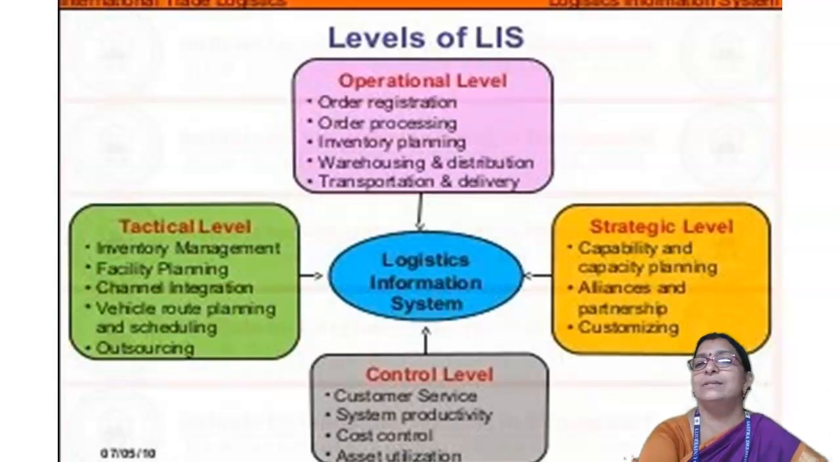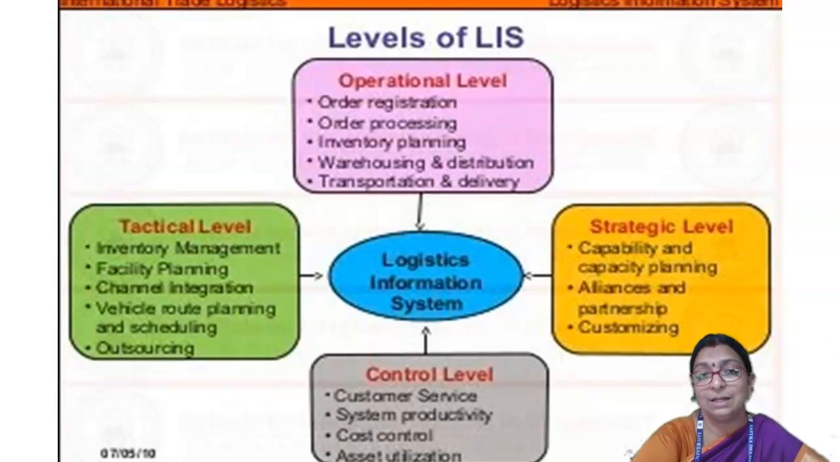So far what I discussed with you are the operational level activities, which are part of order registration, order processing, inventory planning, warehouse and distribution, and transportation and delivery. All these are the basic functions of any logistics information system. Now shall I take you to the next level, the tactical level. Tactical is what I felt is the middle management level, the middle layer.